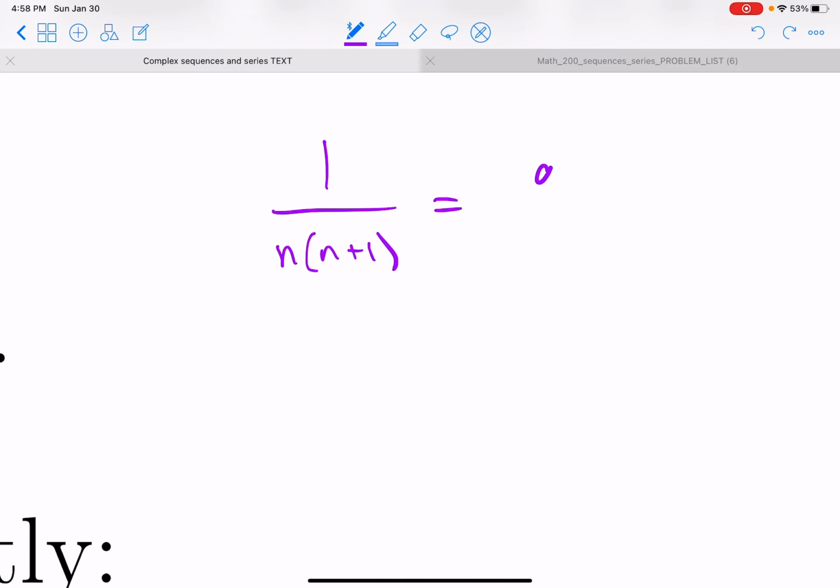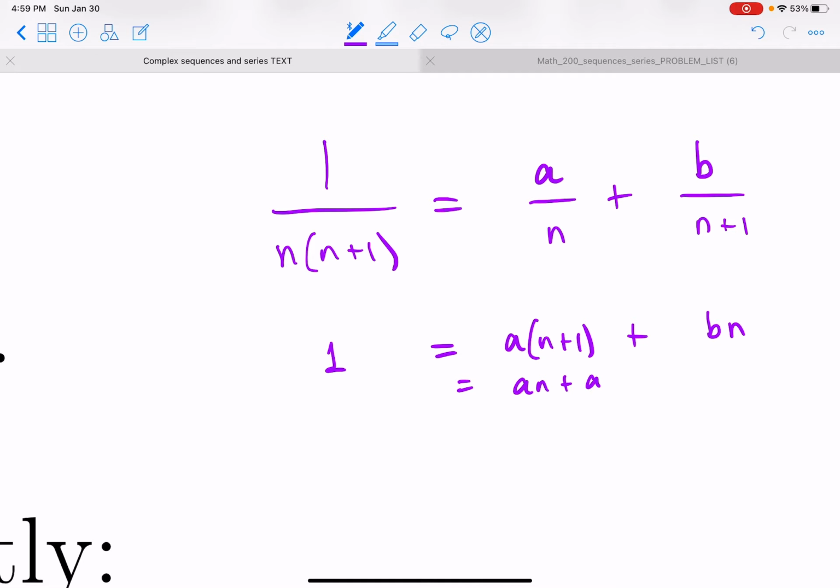So what I do is I say, well, what if it's some number a plus some number b over n plus 1? So I took each of the two factors in this denominator, and I split them up. And now I want to solve for little a and b. And so you can do that. Just clear denominators. So if I multiply by n times n plus 1, I get a 1 over there, an a times n plus 1 there, and a b times n there. I cleared denominators. Okay, so an plus a plus bn.